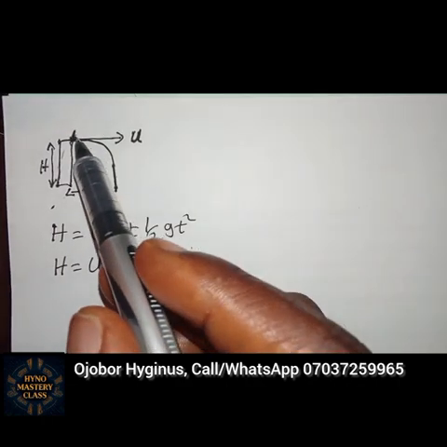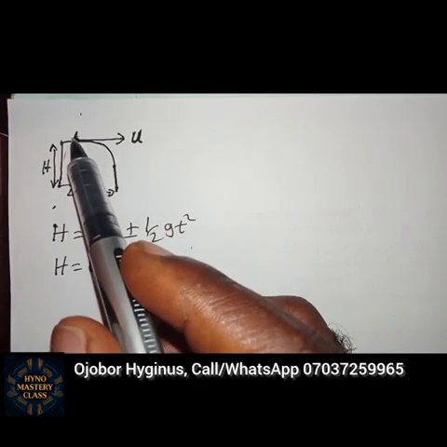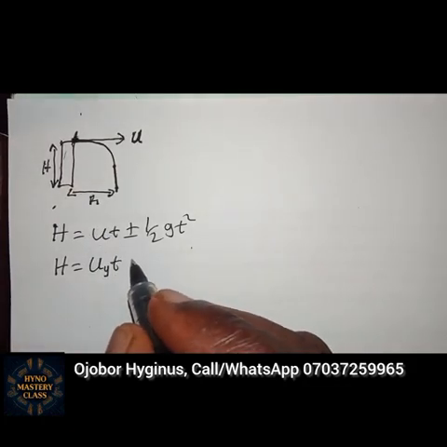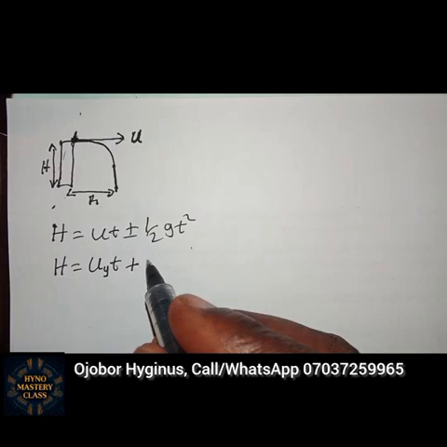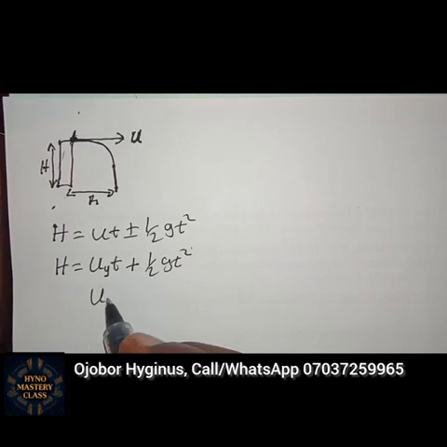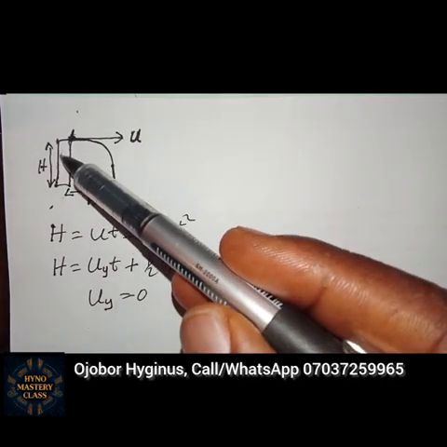And I said that the initial velocity here has only a horizontal component, there is no vertical component. And because there is no vertical component, the vertical displacement is going to be plus half gt squared, because the body is going to be coming down. So at that point, the vertical component of the initial velocity is 0 because it has only a horizontal component. But why are we using the vertical component? Because we want to determine height.